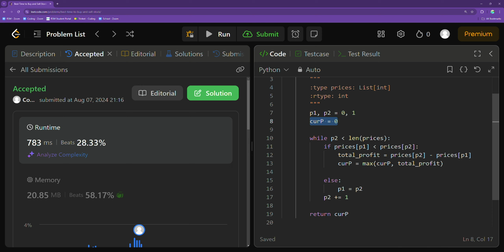And of course, if prices at P1 is not less than prices at P2, meaning we can't make any profit, we'll set P1 equal to P2, and we'll then increment our P2 by 1. And even if prices at P1 is not strictly less than prices at P2, we still have to increment P2 by 1 to increase the length of our window and check if that is a possible solution. And then we can just return our current profit, because that will have recorded the maximum profit we can make, as current profit is equal to the maximum of itself and the total profit, which once again records all different pairs of profits we can have when we buy and sell stocks on different indices in the integer array prices.